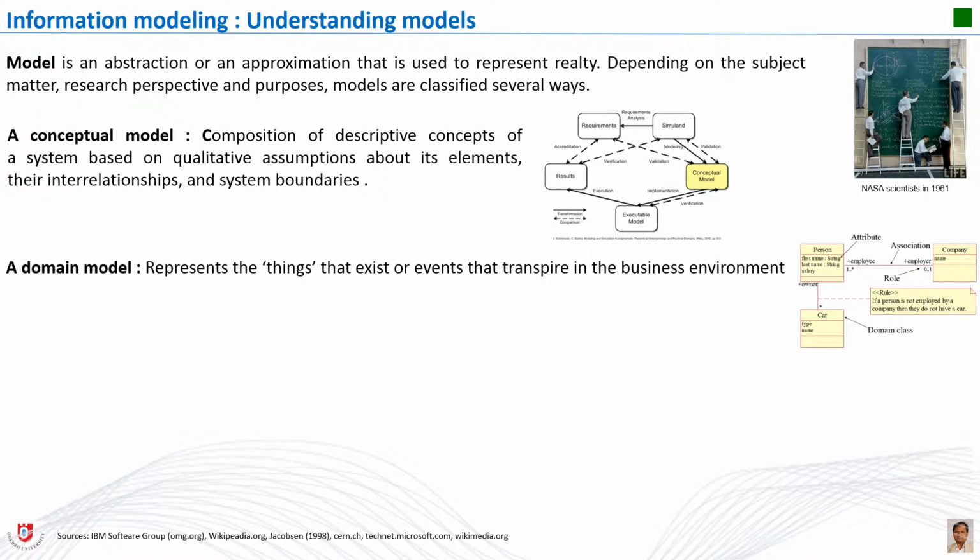A domain model represents the things that exist or events that transpire in the business environment. This kind of model is a representation of meaningful real-world concepts pertinent to the domain that need to be modeled in software. Some essential features of a domain model include domain classes, attributes, associations between classes and objects, and business rules. A domain model generally uses the vocabulary of the domain so that a representation of the model can be used to communicate with non-technical stakeholders.